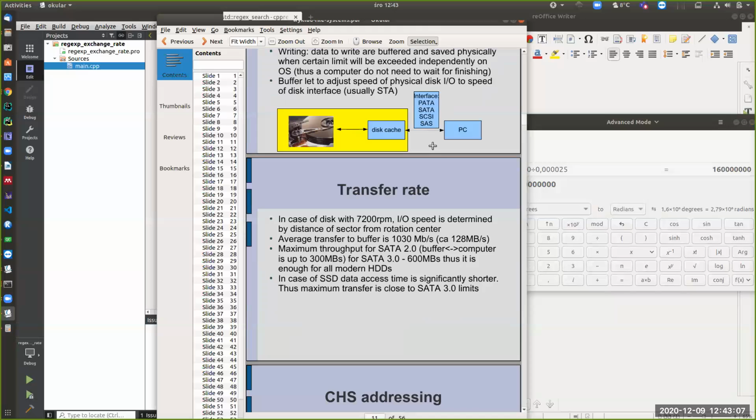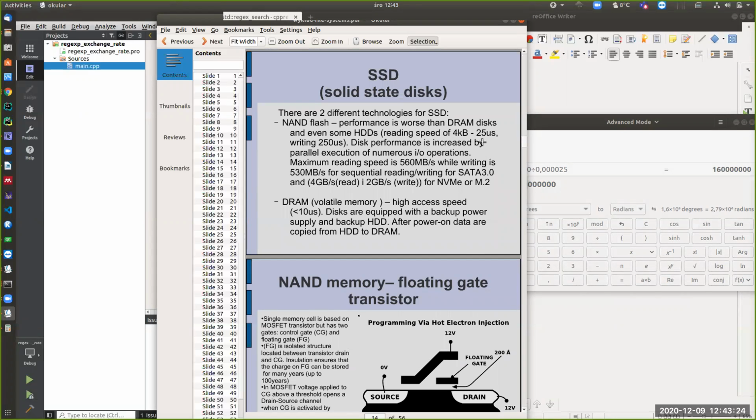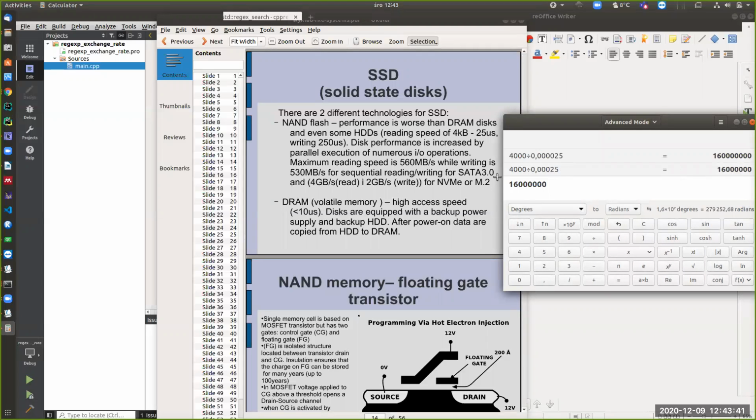Let's go to this example. The hard drive is able to read and write 128 megabytes per second. So it seems that the difference is not so huge. But if I'd like to write data, I am able to write only 16 megabytes per second. So it's even slower than hard drives.